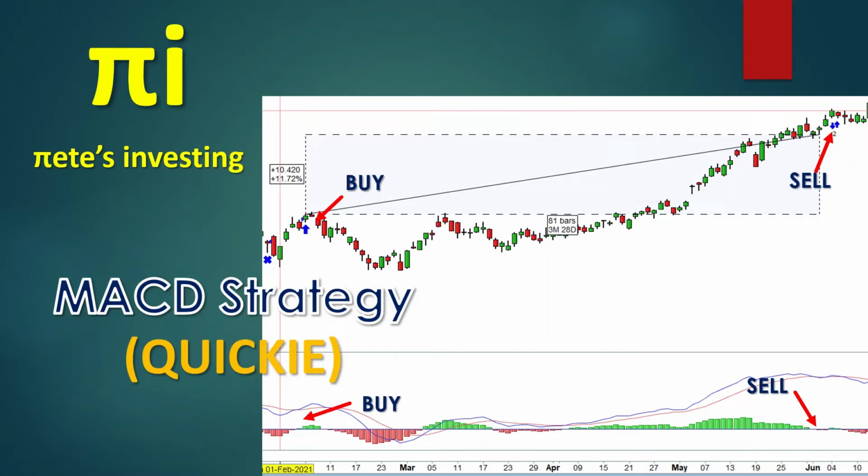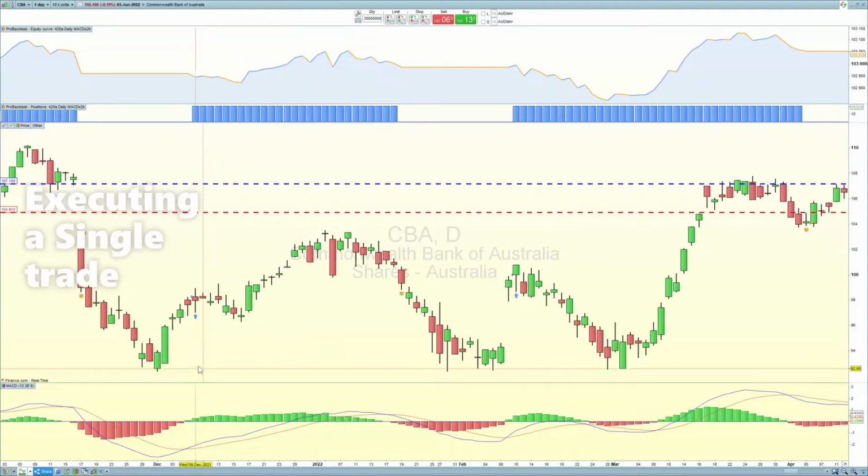For a quickie, we take a quick look at trading the MACD, or moving average convergence divergence, strategy. I'll first demonstrate a single trade. Here you can see when the MACD histogram breaks above zero, we enter our first lot of shares, and in this case we buy 20 shares of this particular company.